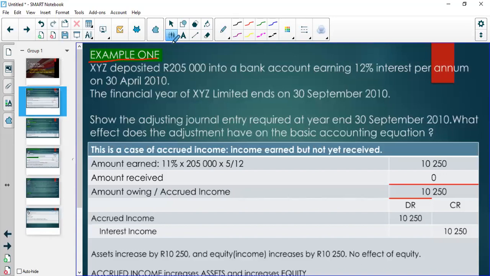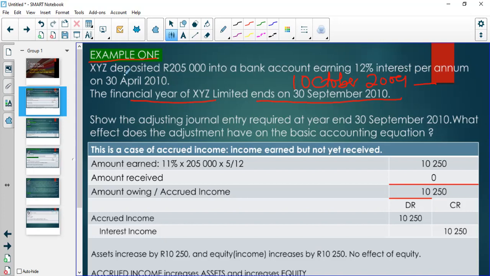All right, so the first thing we need all the time is, when does our financial year end? So the financial year ends on 30 September 2010. Right, so that means that it started on 1 October 2009, all the way to 30 September 2010. So any income that we became entitled to during this period is going to be recorded.